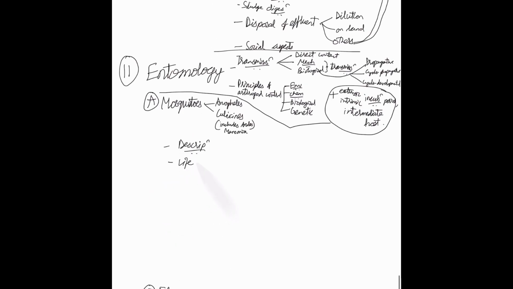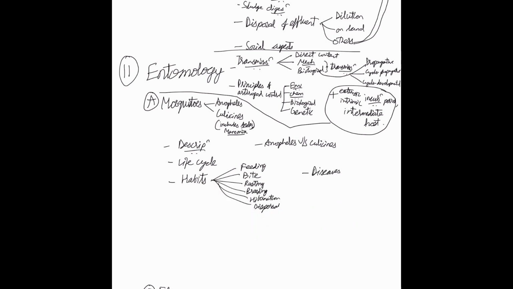Then we move on to description of each type of mosquito, and how we differentiate between Anopheles mosquitoes and Culicine mosquitoes, then the life cycle and the various habits of a mosquito: feeding habits, bite habits, resting, breeding, hibernation, and dispersal habits, the various diseases each type of mosquito can spread, and the control measures, which can broadly be classified into anti-larval measures, anti-adult measures, and personal protective measures.